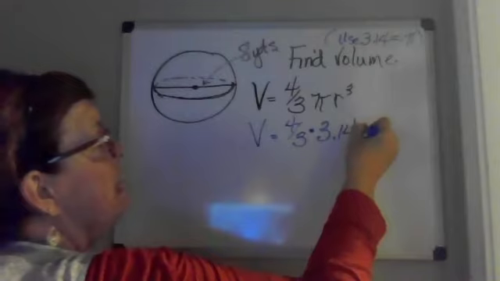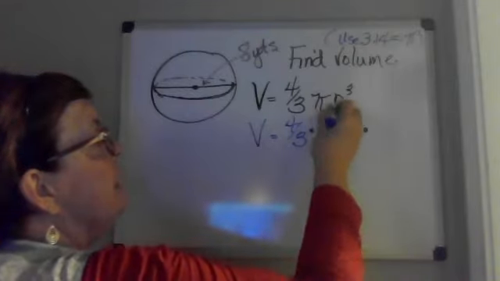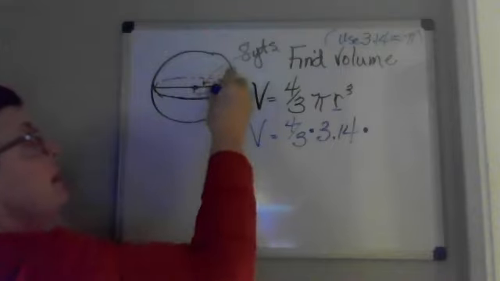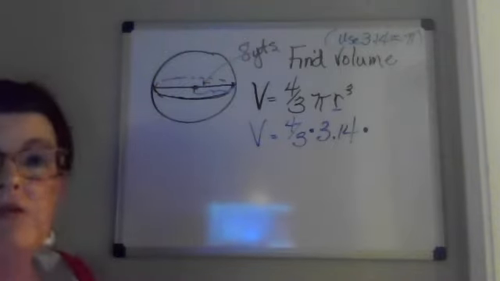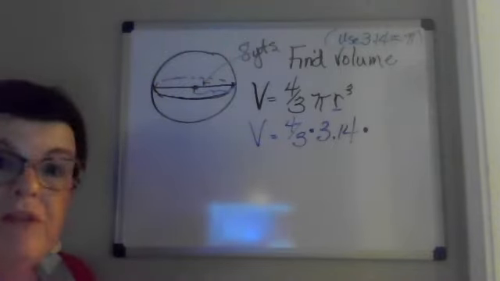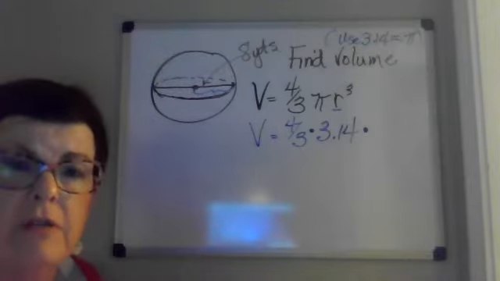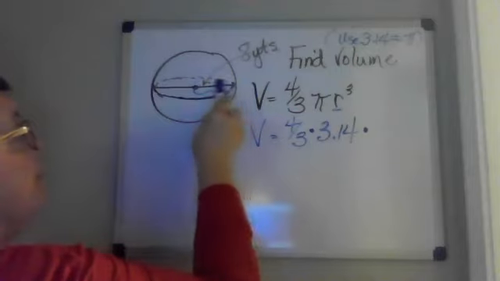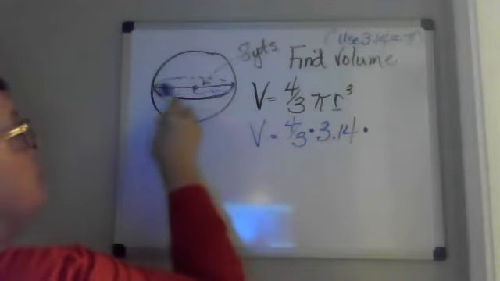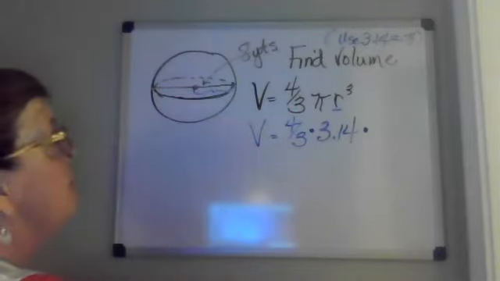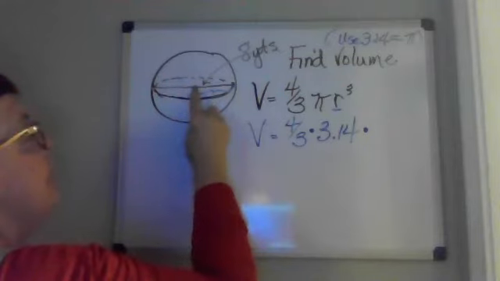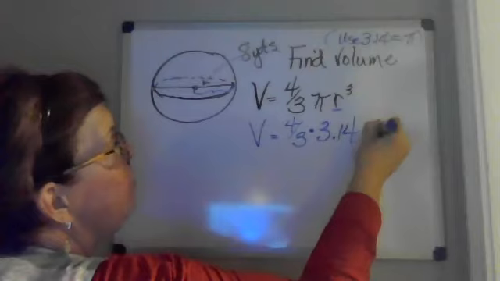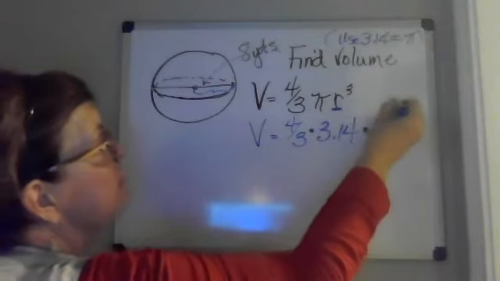3.14 times. Now this is the radius, and we found out that the radius is halfway. It's from the center to the outside of the sphere. Notice that they gave you 8 yards, but that isn't the radius. 8 yards is the diameter all the way across. Be very, very careful about this. The radius is only halfway, so half of 8 is going to be 4 for the radius cubed.